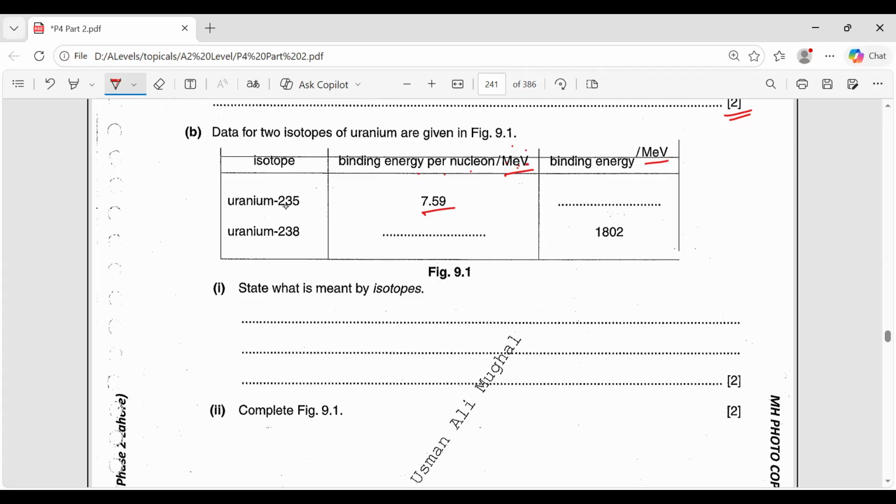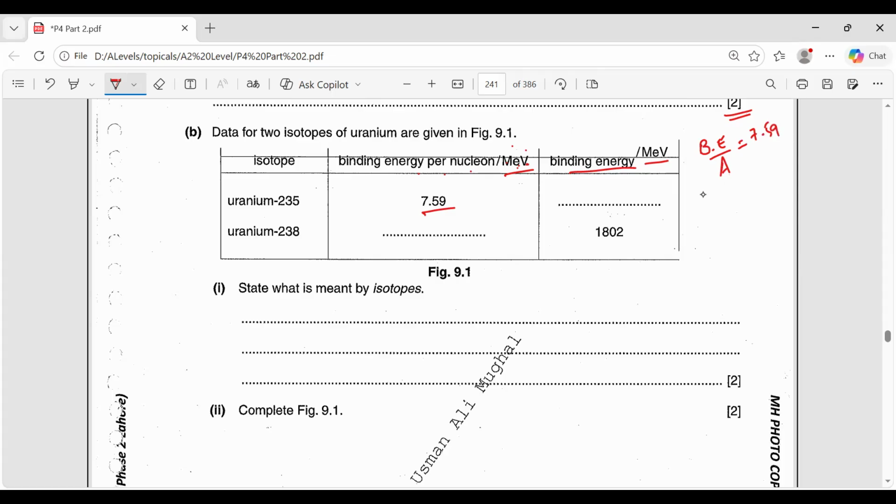Okay, so for uranium you have to find out the binding energy. So you know what formula we have: binding energy per nucleon. What does binding energy per nucleon mean? What is the nucleon number we have? The number of protons and neutrons. And from this we have to find the binding energy.